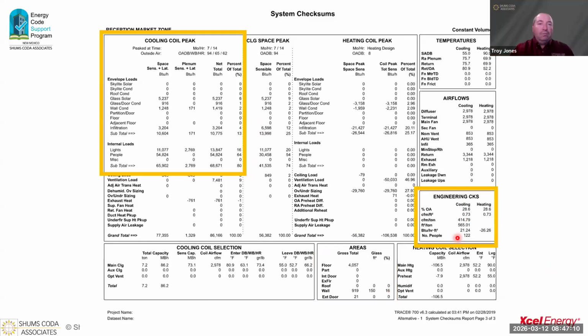Now, one more question. On our internal loads under miscellaneous, if we had a dishwasher or a refrigerator, would that go in there, kind of like it does in the Manual J? It does have miscellaneous loads. Now, remember that this is done to ASHRAE 183, so that information would pull from there.